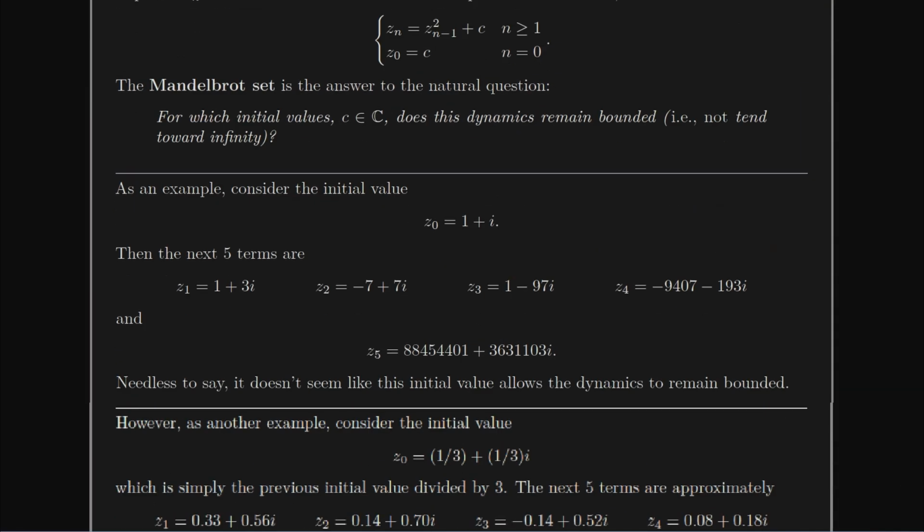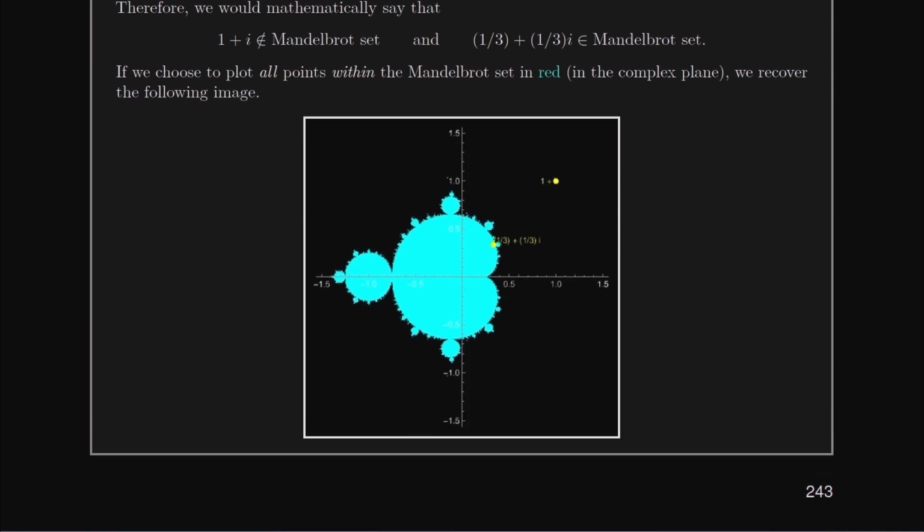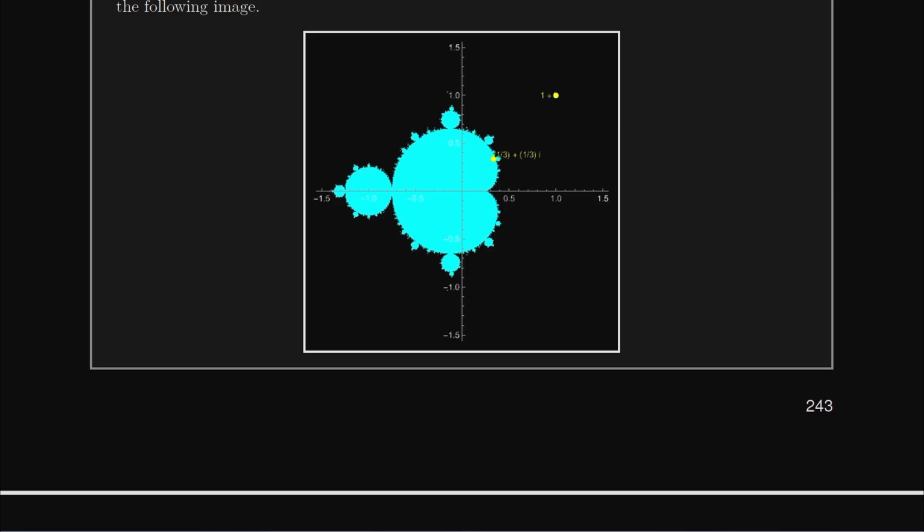And if we go ahead and plot the ones that remain bounded in red and the ones that don't remain bounded in white, here's my complex plane. This is x, or the real part of my initial value z, and we've got y, which is the imaginary part of this initial value z. And we plot all of the ones that remain bounded after an infinite number of steps. We arrive at this really fascinating structure here, which is called the Mandelbrot set.